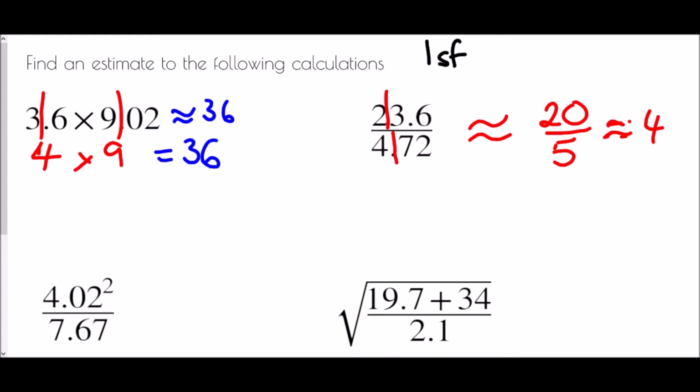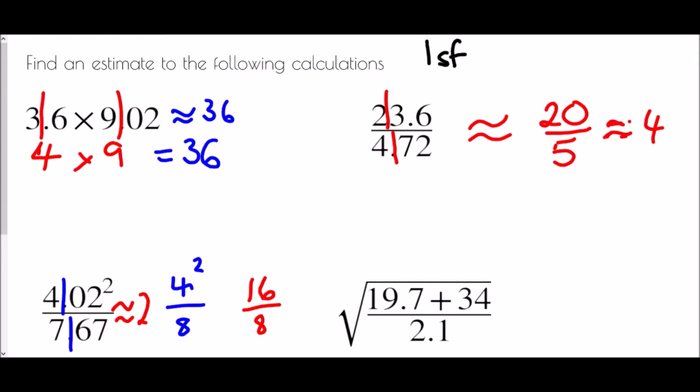Next, we're going to do 4.02 squared divided by 7.67. So again, first of all, rounding to one significant figure, the first number is going to be 4, and it's going to be 4 squared, and 7.67, well, I would round that after the 7, it will become 8. Now we need to do the calculation of what 4 squared actually is. Well, 4 squared is 16, and it's over 8, and so 16 over 8 is 2, and therefore our calculation here is roughly 2.